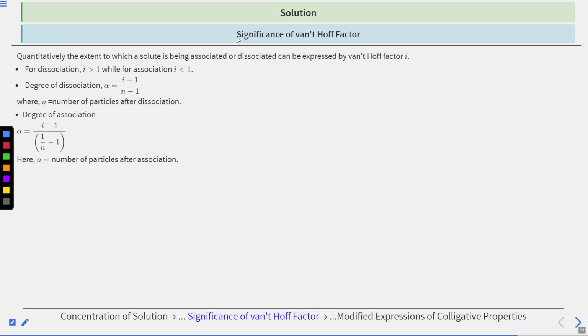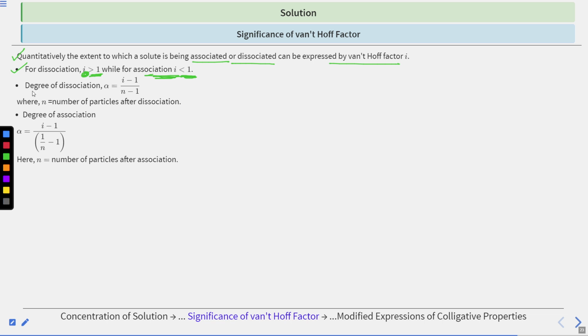Okay. Now, the significance of the Van 't Hoff factor. Quantitatively, the extent to which a solute is being associated or dissociated can be expressed by the Van 't Hoff factor, as per its definition. For dissociation, i, the Van 't Hoff factor, is greater than 1, while for association, the Van 't Hoff factor is less than 1.